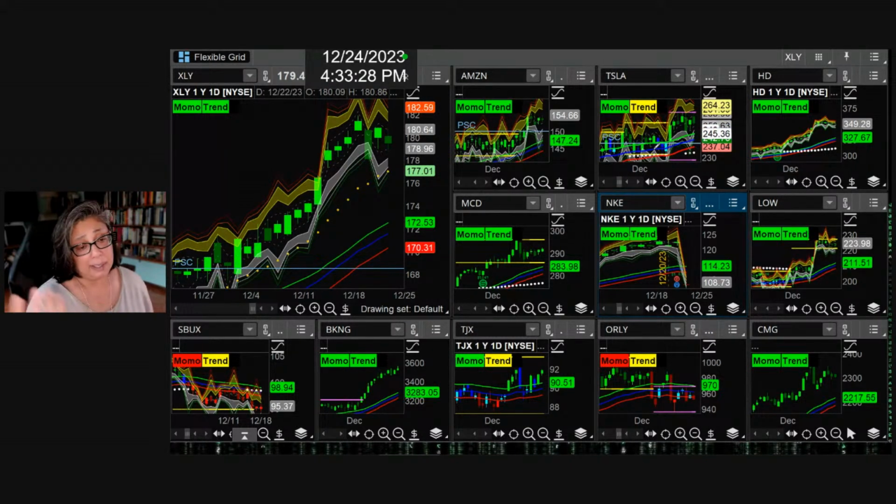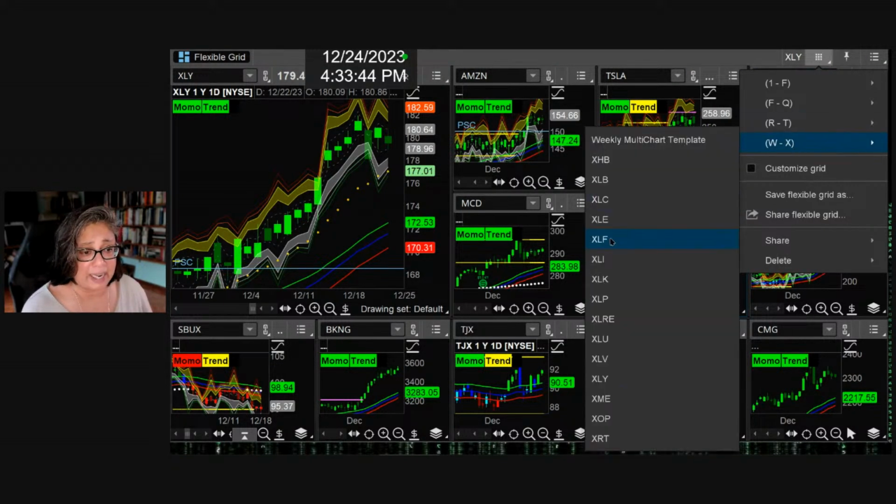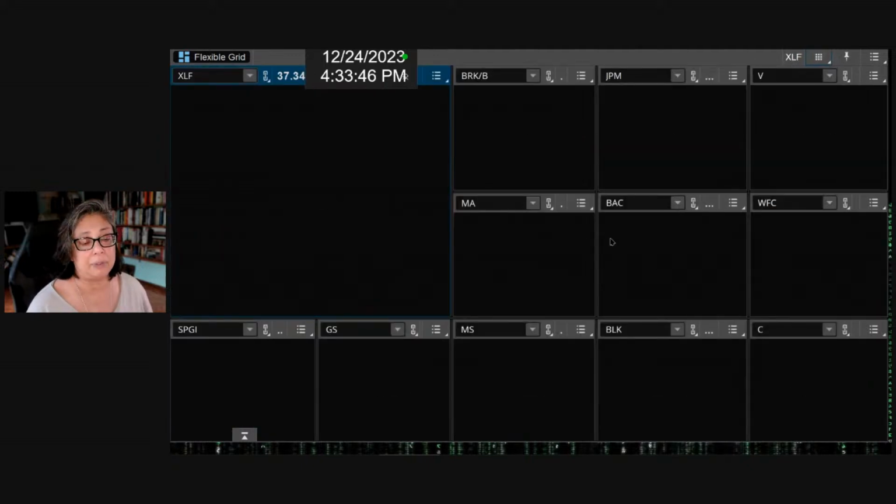Tesla, it could go up with everything else, but Tesla, Starbucks, TJ Maxx, and O'Reilly are just not good looking trends compared to other trends that have been following through to higher highs and higher lows a little bit more consistently. The aforementioned financials, right? So let's go to XLF.